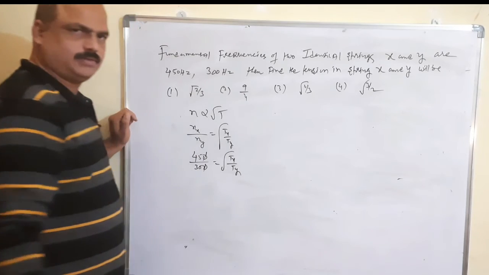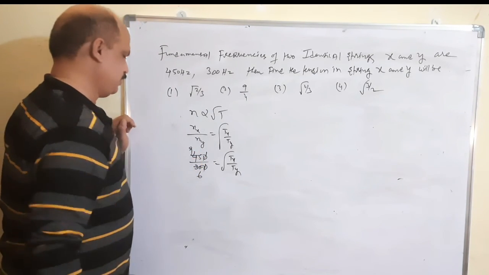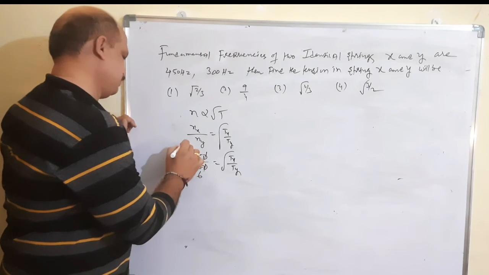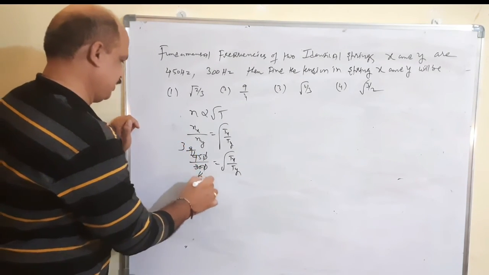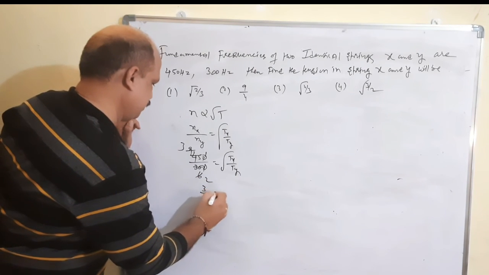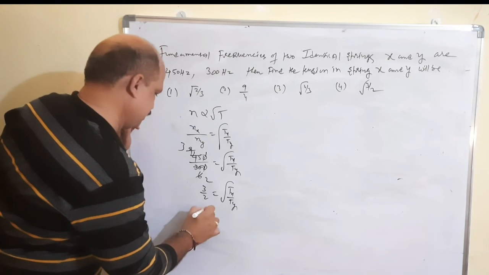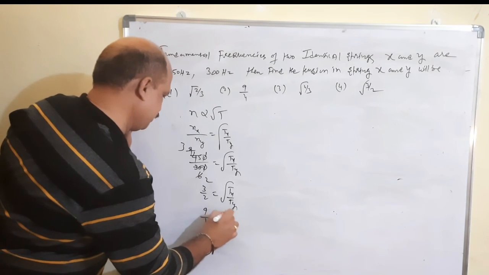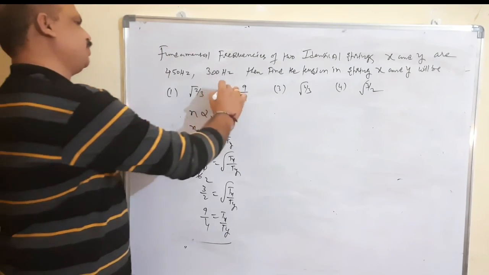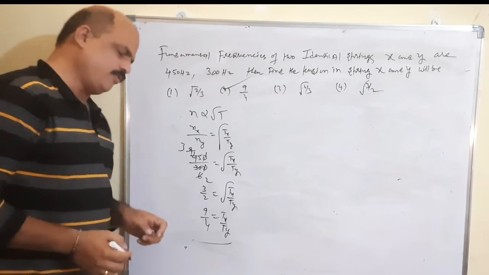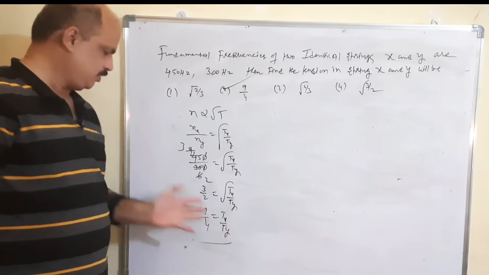Zeros cancel. 5 9s are 45, 5 6s are 30. Here 3 3s are 9, 3 2s are 6. 3 by 2 is equal to square root of Tx by Ty. Squaring on both sides, 9 by 4 is equal to Tx by Ty. So our correct option is option 2, 9 by 4. The ratio of tensions in X and Y, Tx by Ty, is equal to 9 by 4.